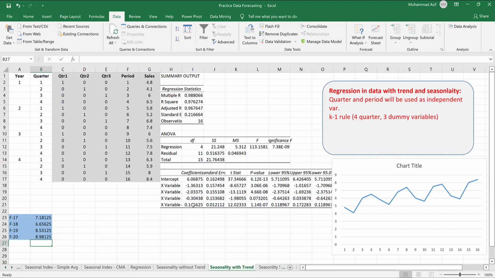So this is the method of how to do regression analysis and find seasonality when your data has seasonality across different quarters and it also has a trend.